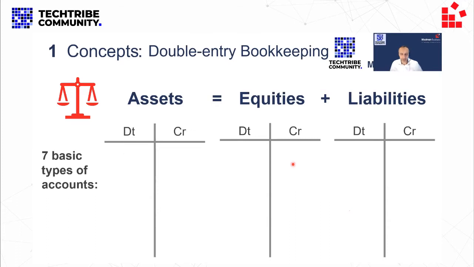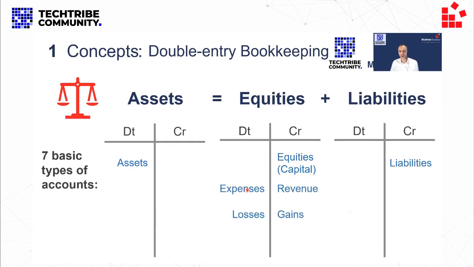There are really 7 basic types of accounts. There are the assets, there are the equities or capital, there are the liabilities, there are the revenues and expenses, and there are the gains and losses. So if you notice here, assets are sitting on the left-hand side or the debit side. We have equities and liabilities and gains and revenue all on the credit side. And we have expenses and losses on the debit side. So this is something that you just need to learn and that you just need to remember.